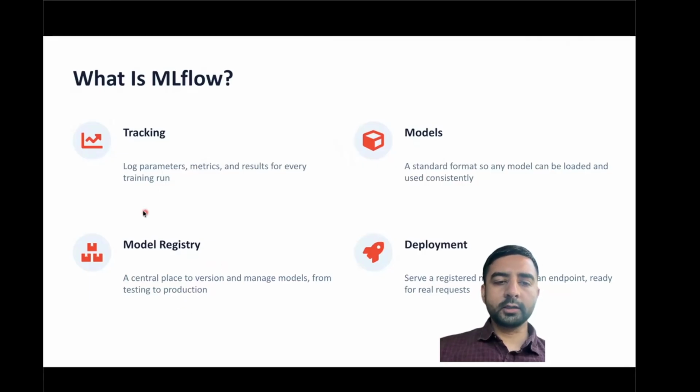And then you have the model registry, which we will look at in more detail in a bit. It's a central place where you can version and manage your models as they move from testing to production. So think of it as version control specifically for models. And then finally, the deployment. It serves a registered model behind an endpoint, so it's ready for real requests without you having to build serving infrastructure yourself.